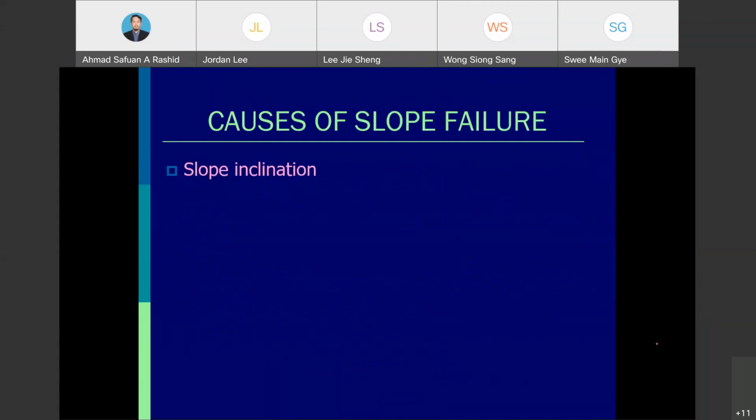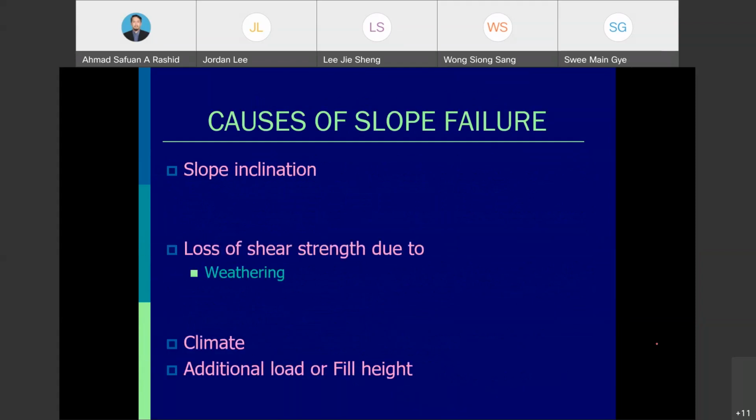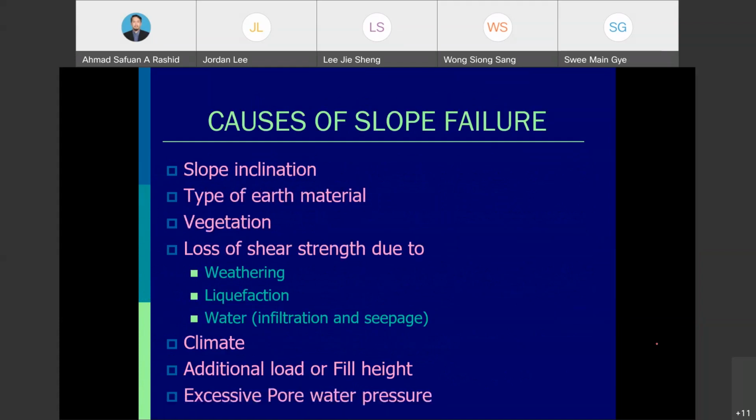So, causes of slope failure. The first is the slope inclination, as I've discussed previously. We need to make sure that the friction angle should be greater than the slope angle. Then the type of earth material, which depends on the soil itself.